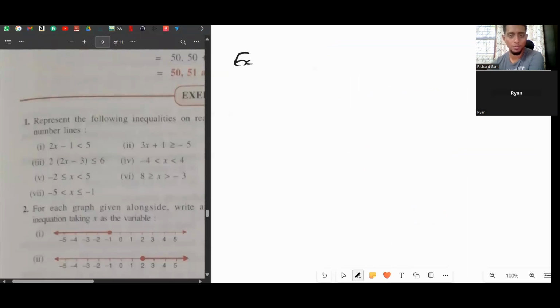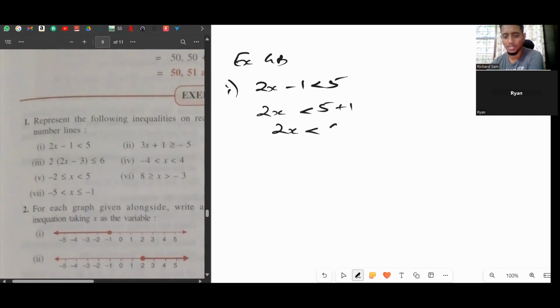Okay, exercise 4b, question 1, part 1: 2x minus 1 less than 5. Okay, so x terms on one side, numbers on one side. So 2x less than 5 plus 1, where 2x is less than 6 and x is less than 3. Okay, so this is the value of x.